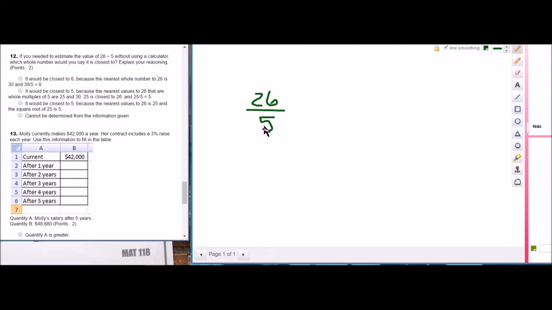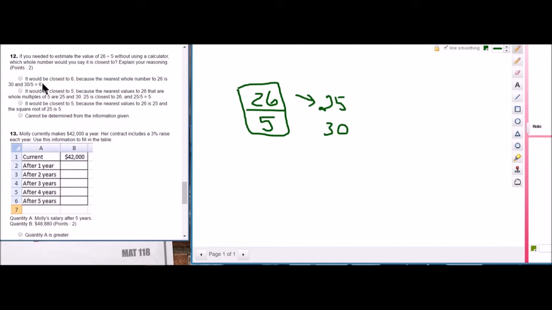Well, we can think about 5. We have 5, 10, 15, 20, 25, 30, 35. So 26, if you think about multiples of 5, falls between 25 and 30. But you notice the 26 is much closer to the 25. And so 25 divided by 5 is 5. 30 divided by 5 is 6. So this number will be between 5 and 6. Now, since 26 is closer to the 25, it's going to be closer to the value of 5.